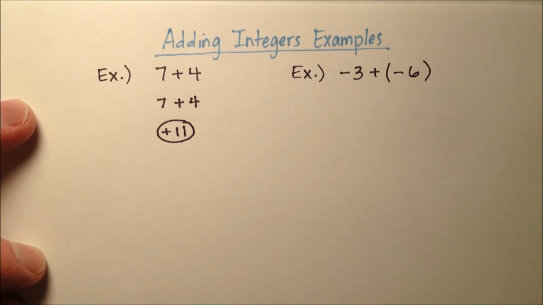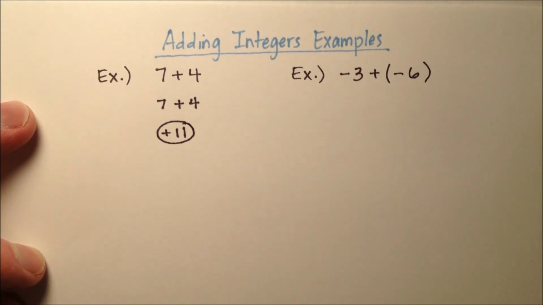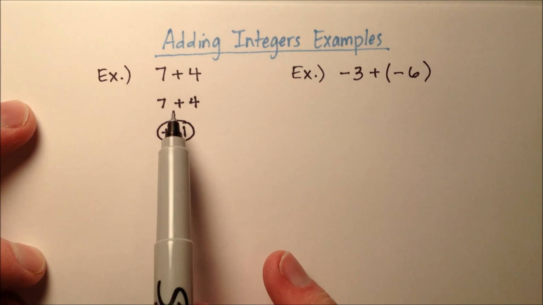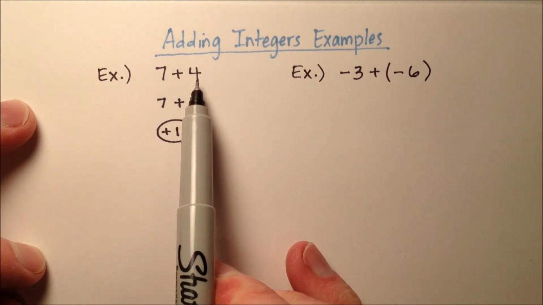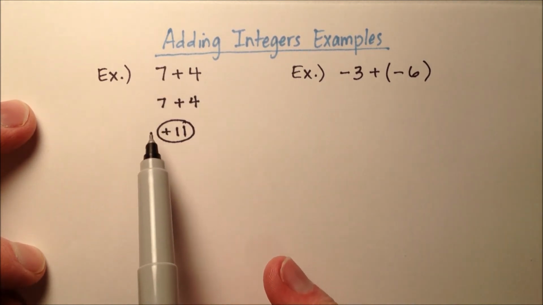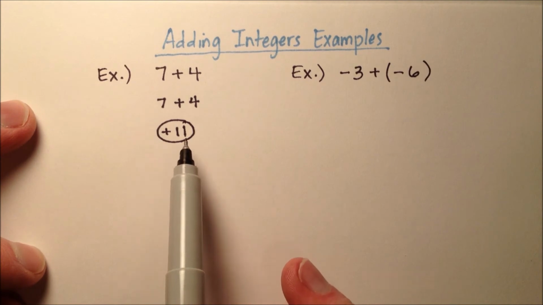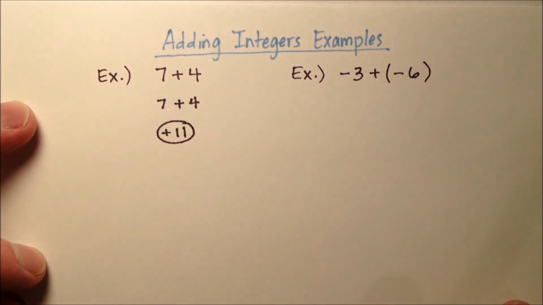Now that was a fairly simple example to take a look at, and we really didn't have to go through all this work because we know that 7 plus 4 is 11. But I wanted you to see that the rule works out even for the most basic problems.